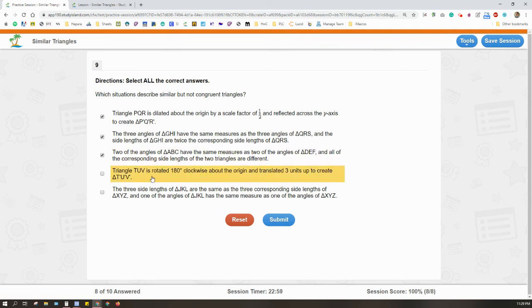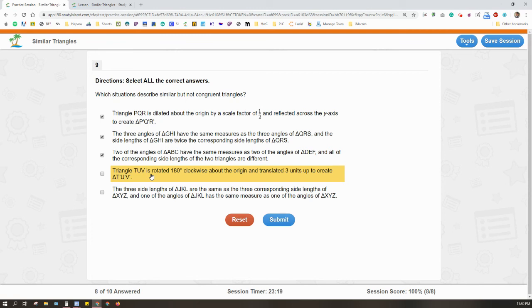Next one. Triangle TUV is rotated 180 degrees clockwise about the origin and translated 3 units up to create triangle T prime, U prime, V prime. Did you see a dilation in there? No, I didn't either, which means that we don't have a similar triangle to the original. We have a congruent triangle to the original.